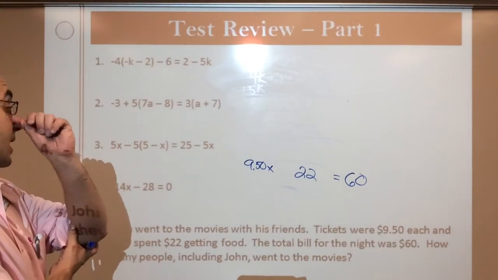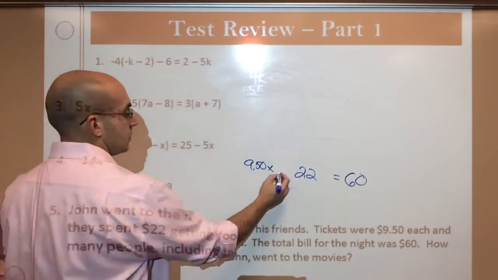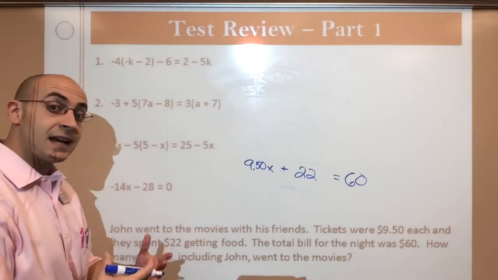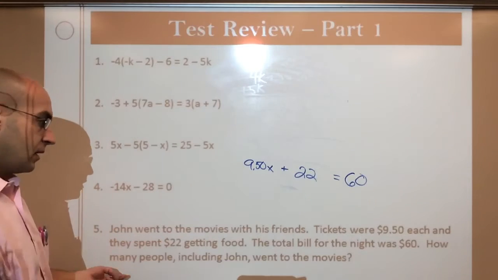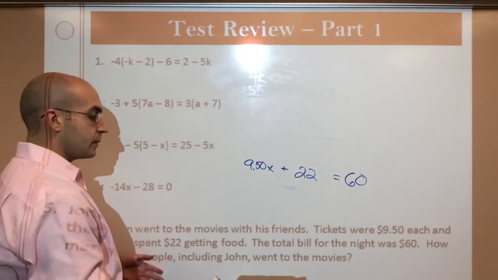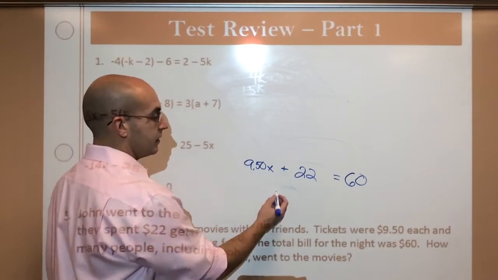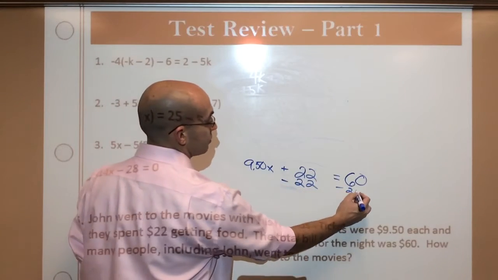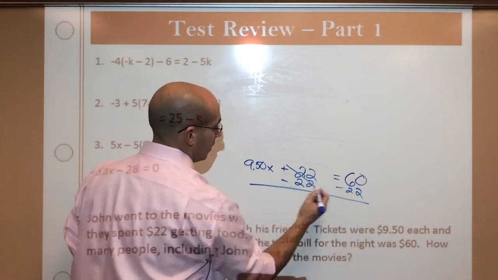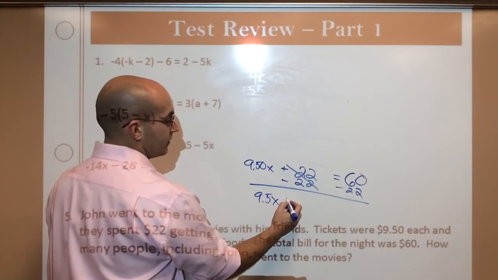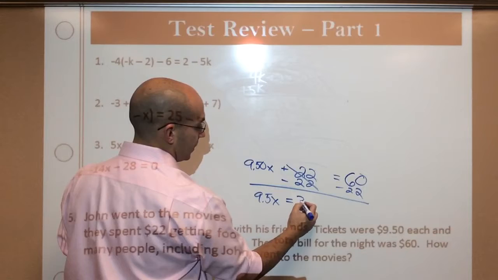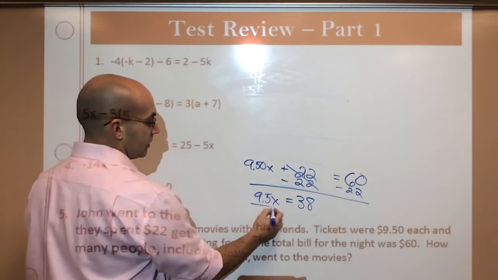Okay. So if $9.50x plus 22, because they're adding them together, equals 60, how am I going to work this out? Well, I want to find out how many people went to the movies. Okay, how many of his friends went to the movies? And it doesn't look like a whole lot did. So we're going to do this. We're going to subtract 22 on both sides. Okay. Now I'm left with $9.50x. I'm just going to leave the 9.5 here. 9.5x equals 38. Okay. Now we want to divide that.